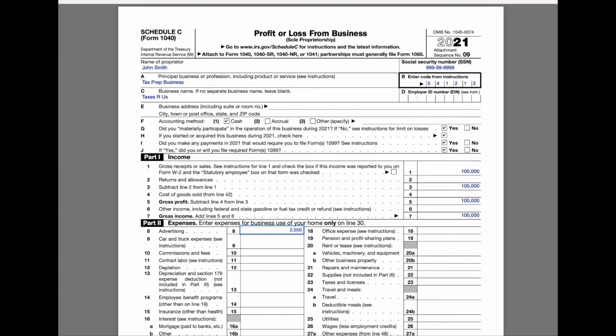Next, we would move to line 9, car and truck expenses. You can deduct the actual expense of operating your car, or you can take the standard mileage rate in 2021, which is 56 cents per mile. Mileage rates do vary every year, so just make sure that you have the current rate. Now, you can only use the standard mileage rate if you own the car and you use the standard mileage rate the first year you placed the vehicle in service.